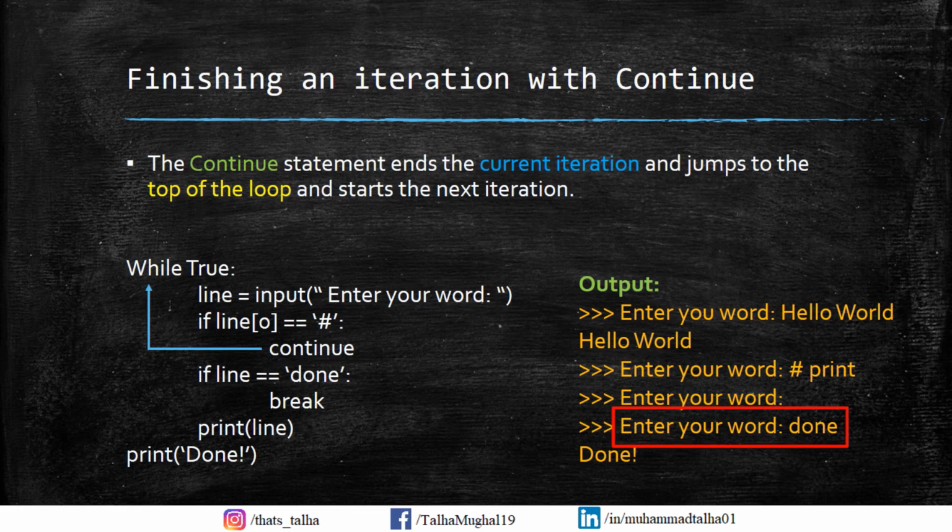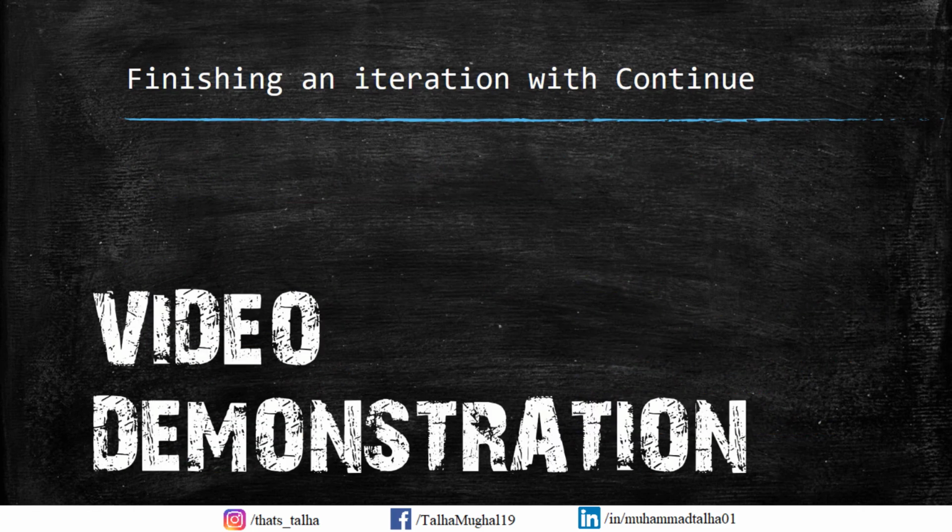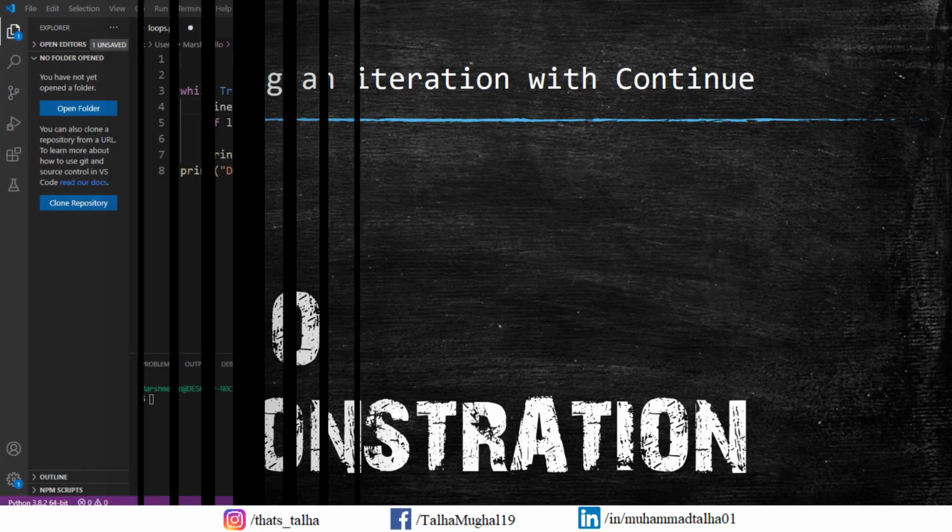Now as soon as I type in done and hit enter, the condition written for done is satisfied and the program moves toward the break statement. Now just like the continue statement, after the break statement, print line will not be executed. Instead, the program will get out of the loop and print done. Let's just see the video demonstration to understand the very basics of loops.